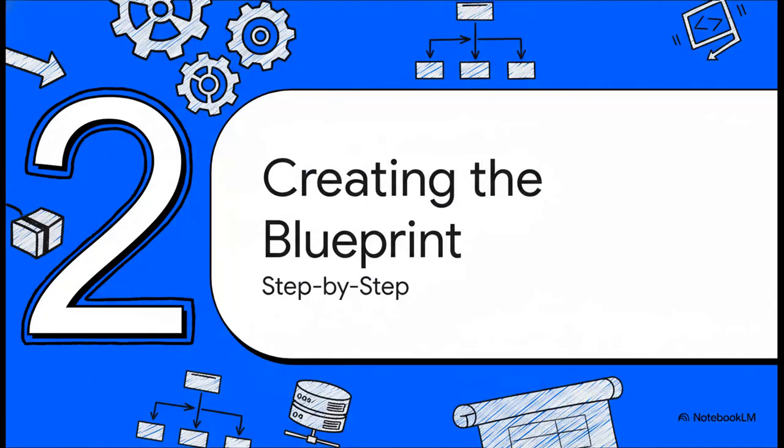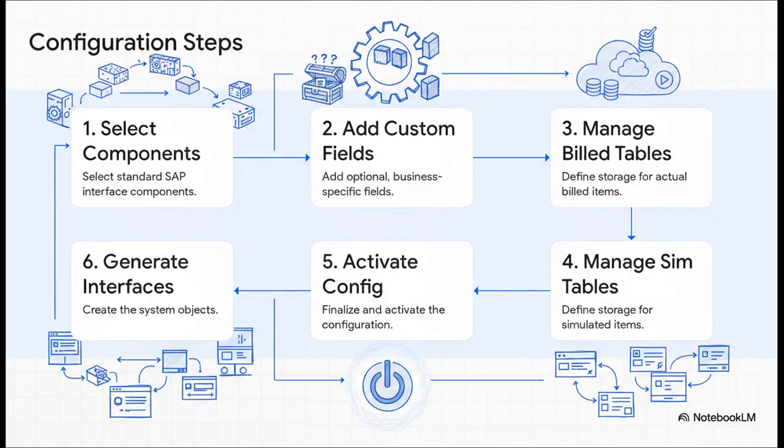All right, so we know what it is. Now for the practical part. How do we actually roll up our sleeves and build this blueprint inside the SAP system? Let's get into the core configuration steps. The whole creation process really just boils down to these 6 key steps. You pick some standard parts, you add your own custom fields if you need to, you tell the system where to store the data for both real and practice runs, and then you activate it and generate all the working parts. Think of this as our checklist to get a class up and running.